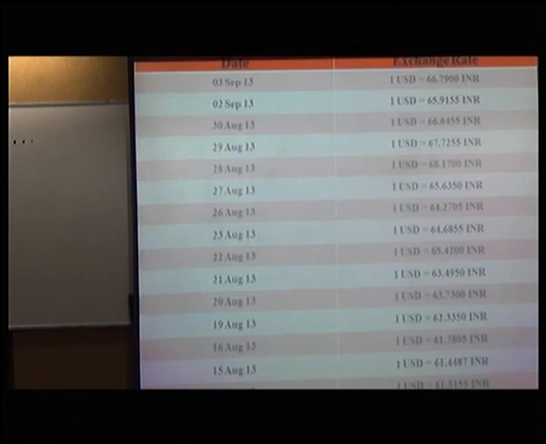What are the measures taken by the government or RBI to bring the dollar down? The rupee was 68 and now it is around 60. So what measures were taken by RBI or the government? Yeah, they are thinking to monetize 500 tons of gold, and they restrict imports.